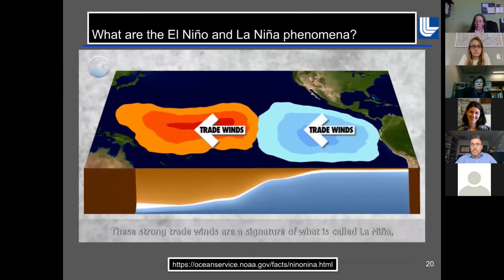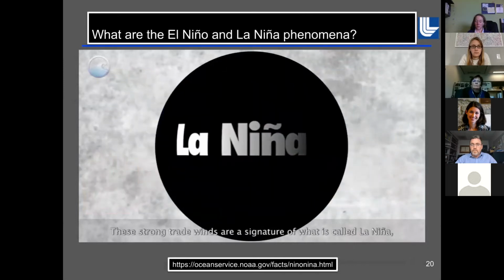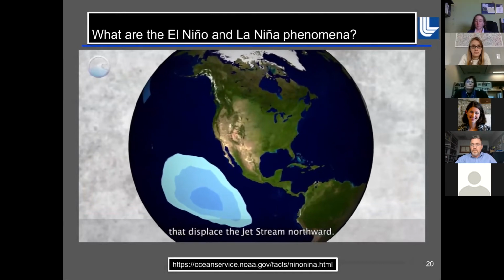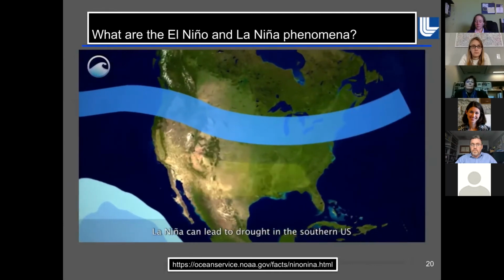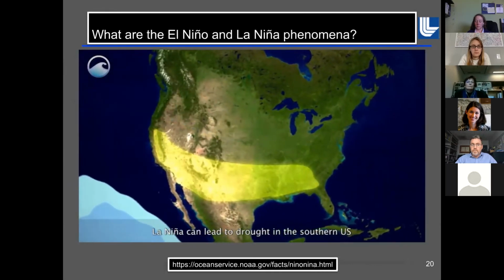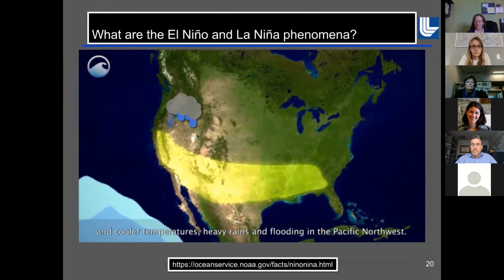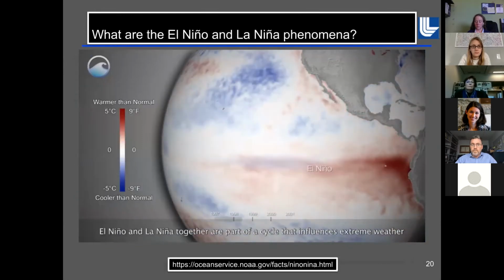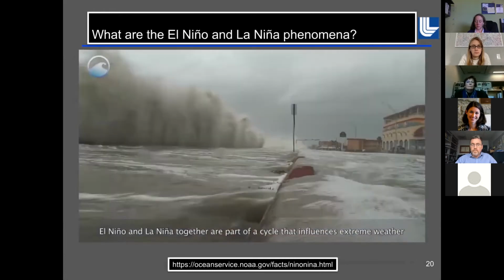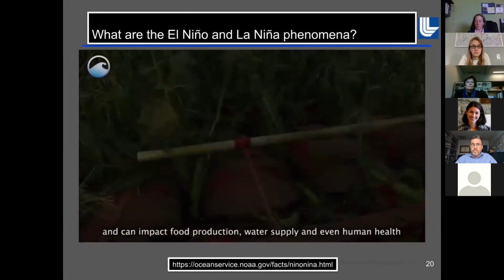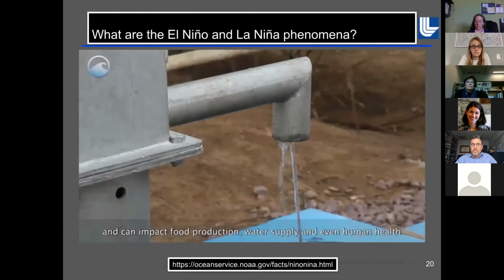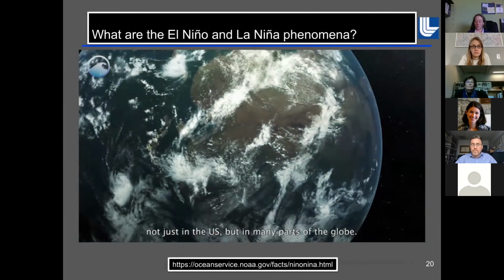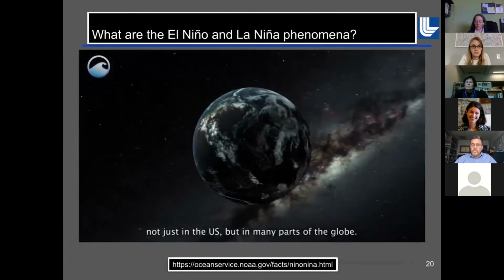These strong trade winds are a signature of what is called La Niña, unusually cold conditions in the tropical Pacific that displace the jet stream northward. La Niña can lead to drought in the southern US and cooler temperatures, heavy rains, and flooding in the Pacific Northwest. El Niño and La Niña together are part of a cycle that influences extreme weather and can impact food production, water supply, and even human health, not just in the US, but in many parts of the globe.